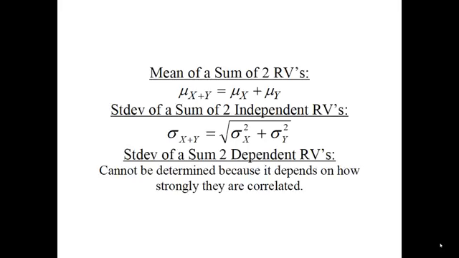Mean and standard deviation of a sum of two random variables. The mean of the sum of two random variables is the sum of the means. The standard deviation of the sum of two independent random variables is the square root of the sum of the squares of the standard deviations. The standard deviation of the sum of two dependent random variables cannot be determined because it depends on how strongly they are correlated.